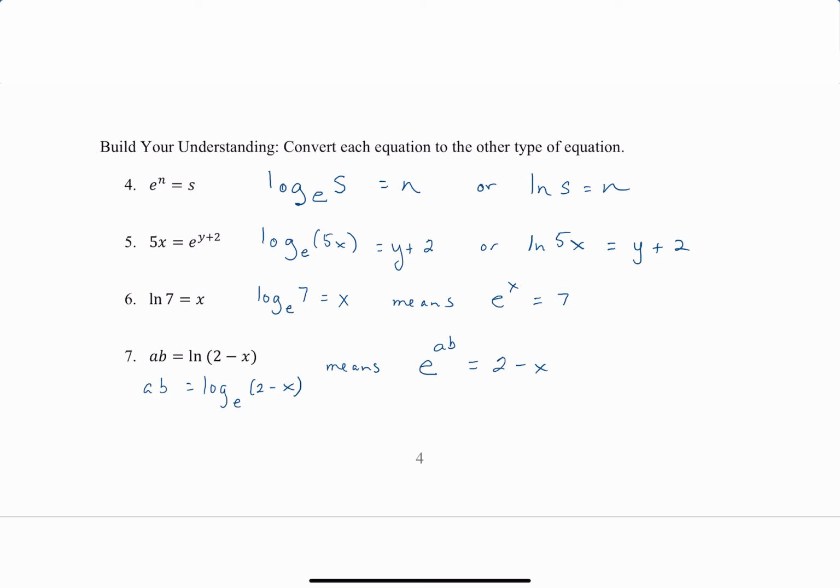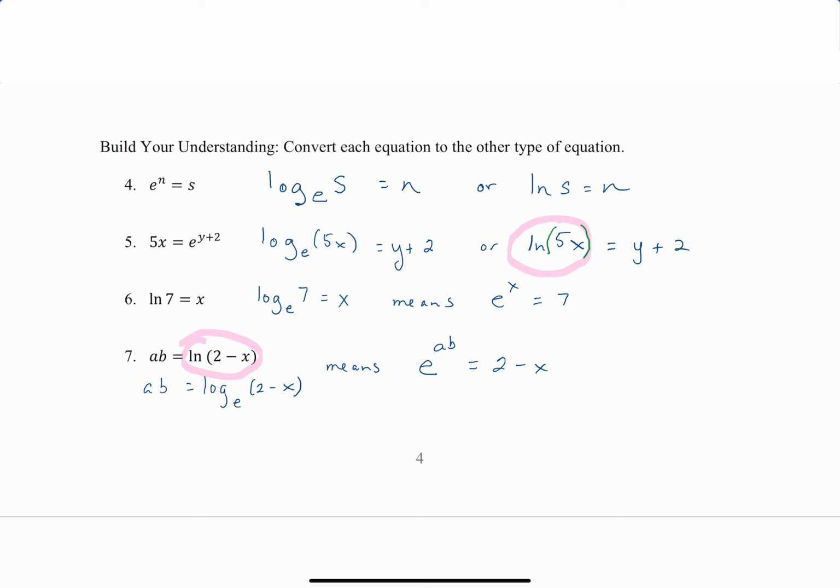Before we leave this build your understanding problem, I want to just go back to what I said a minute ago about the parentheses being optional on ln of 5x. And I want to compare that to ln of 2 minus x, where the parentheses are not optional. So what's going on here is that if you are just taking the log of a single term, it's understood that you mean take the log of that whole term. So do 5x and then take the log.